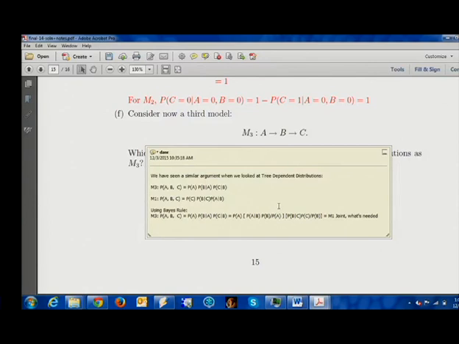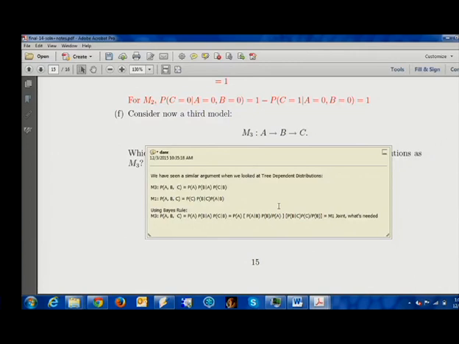So the P of B here disappears because of this guy. The P of, where is it? The P of A also should disappear. Oh, P of A here disappears with this P of A. And then I get exactly what I needed for M1. So it's a very simple application of Bayes' rule.